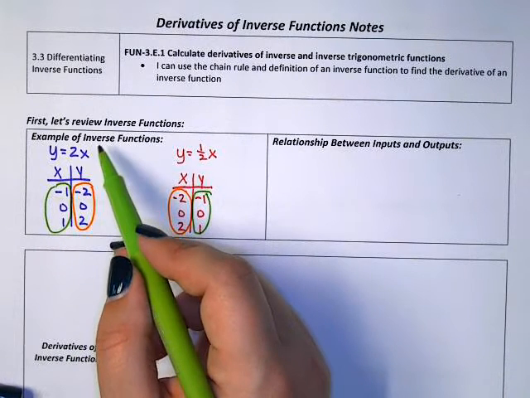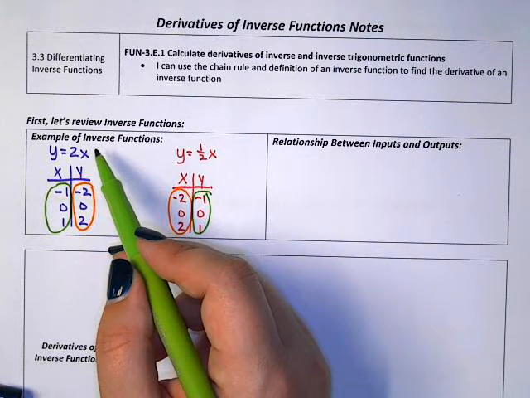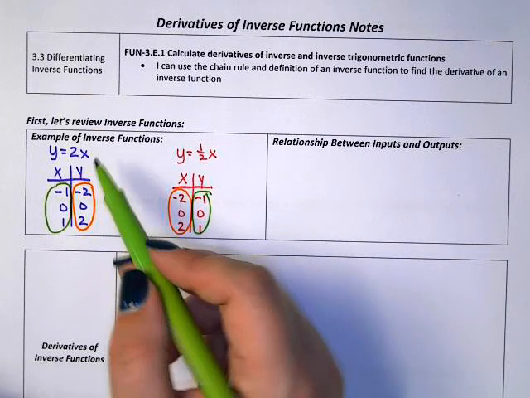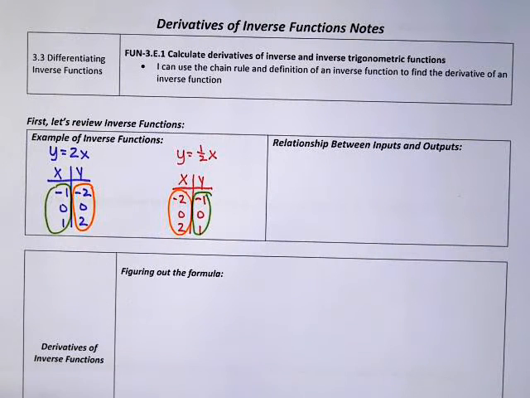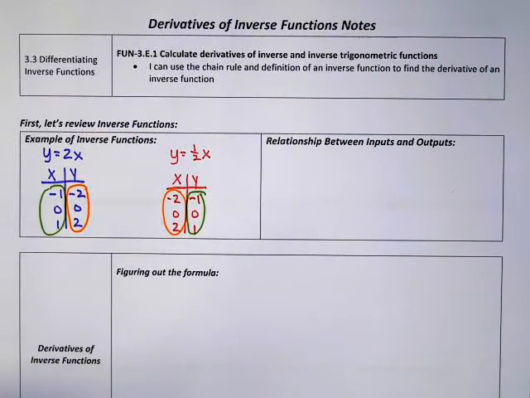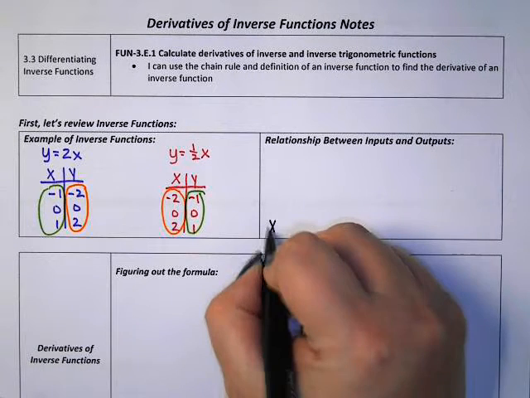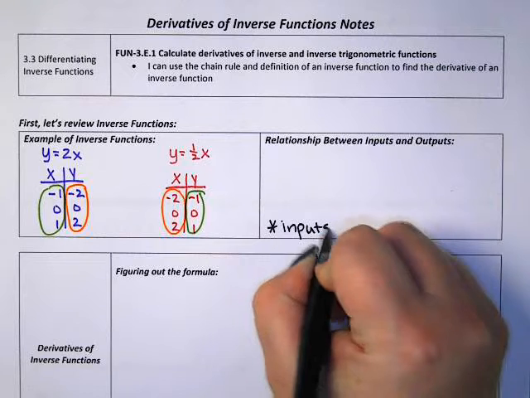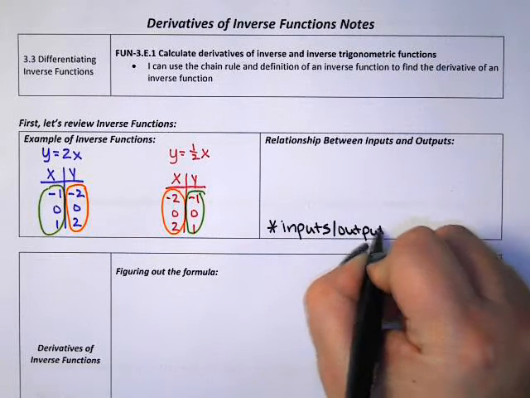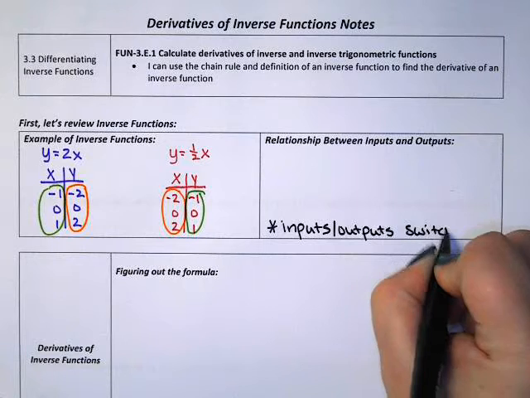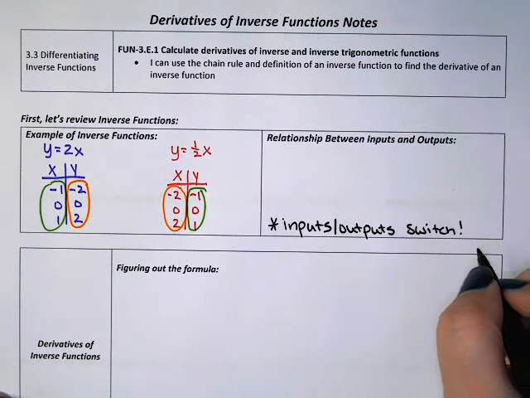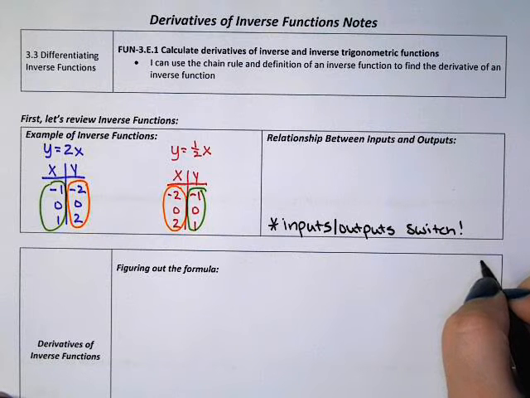Inverse, remember, just means the opposite. So if we think about inverse operations, if we're adding, then the inverse would be to subtract. If we're multiplying, then the inverse would be to divide. So inverse functions, it's kind of the same thing. They undo each other. So the relationship that we need to remember about the inputs and the outputs is that with inverse functions, the inputs and the outputs switch. So whatever we plugged in before now becomes an output, and whatever was an output before now becomes an input.